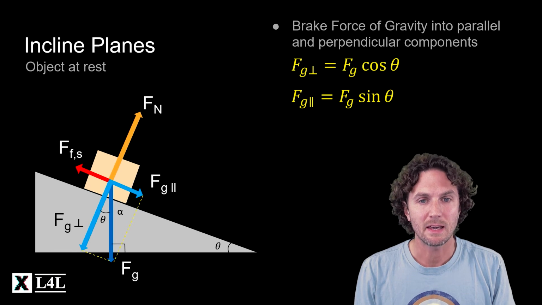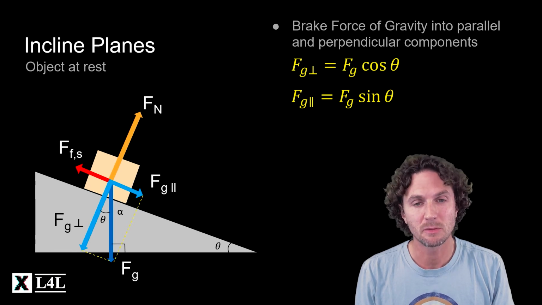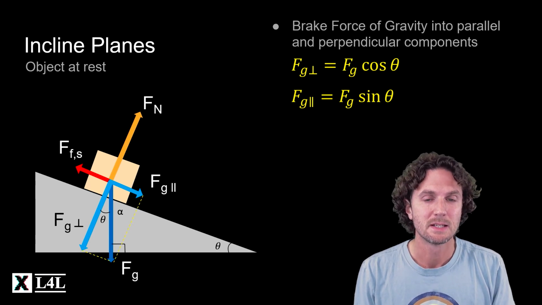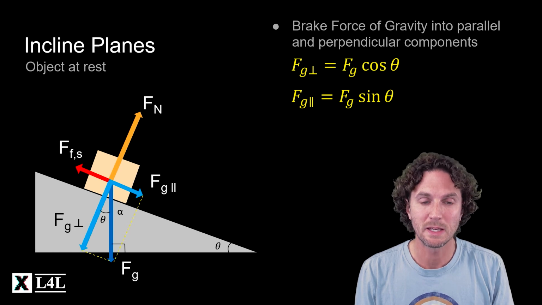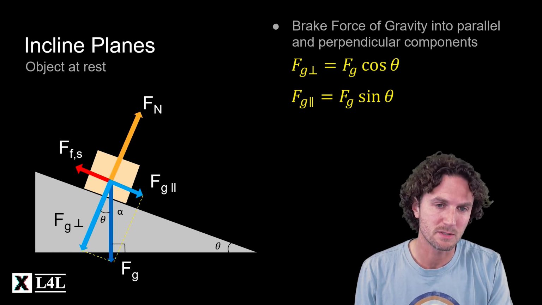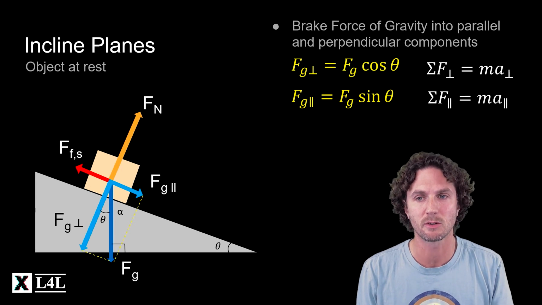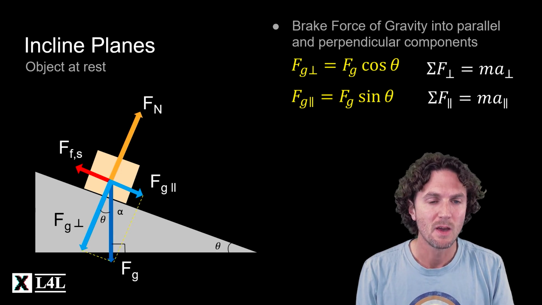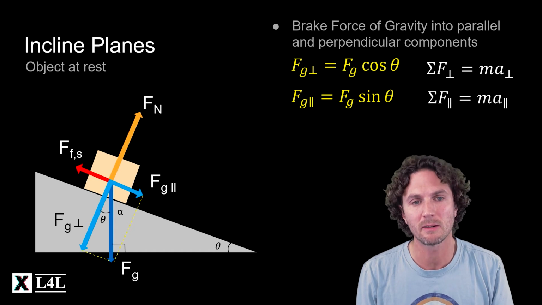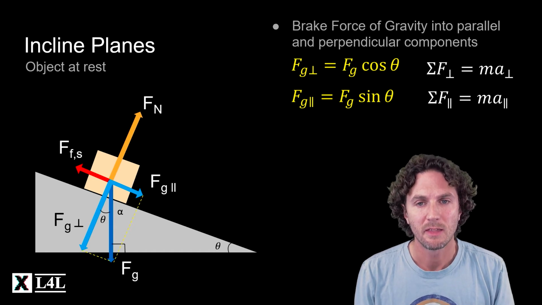So in that case, the force of gravity parallel is going to be equal to the force of gravity times the sine of theta. So be careful. This is one of the hardest parts, reorienting your frame of reference to parallel and perpendicular components. Well, once you've broken everything up into the parallel and perpendicular components, then you're ready to actually go ahead and apply Newton's second law.